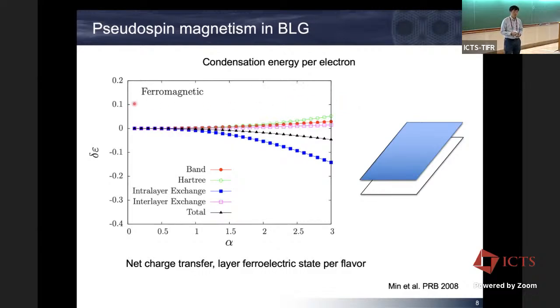And so here, the name ferromagnetic refers to the ferromagnetism of the pseudospins, but in the end, we are talking about charge density in one layer going to another. So that's maybe one of the ideas that you have to keep in mind. What happens in bilayer graphene when you add Coulomb interaction? You get ferroelectric solutions in principle.